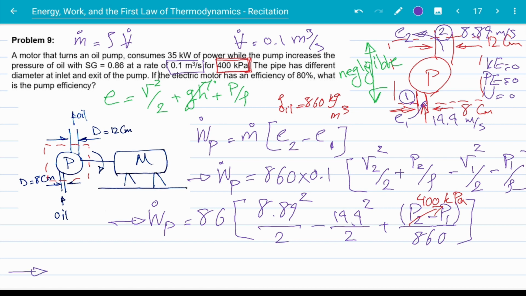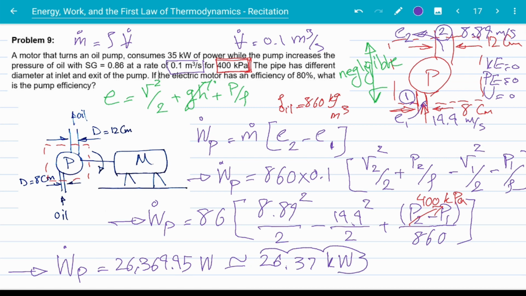So let's do some calculations. The power of the pump is 26,369.95 watts, or around 26.37 kilowatts. As you can see, we had to go through a lot of calculations to actually get our final answer. But the problem is not over yet. We still need to find the pump efficiency.